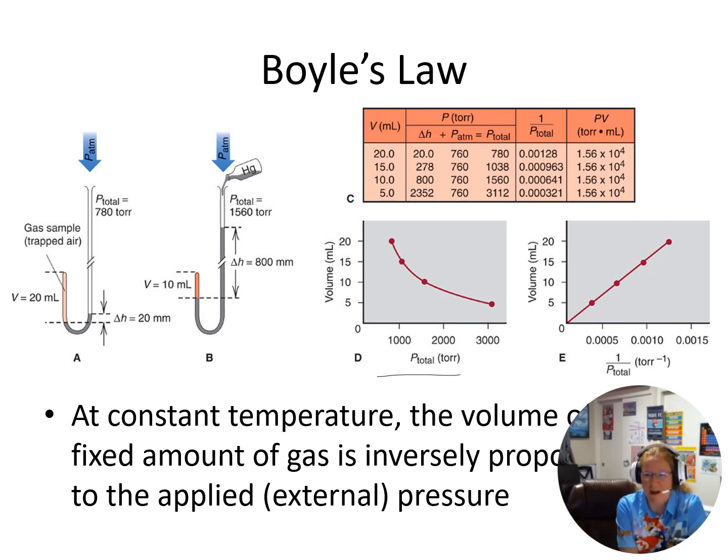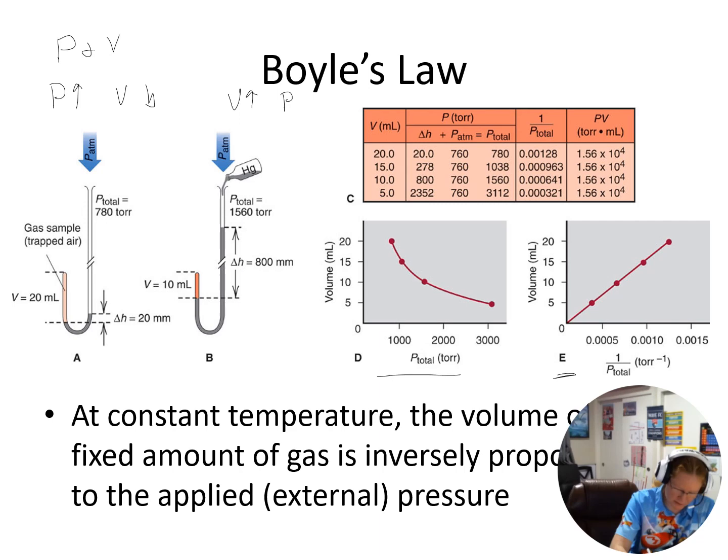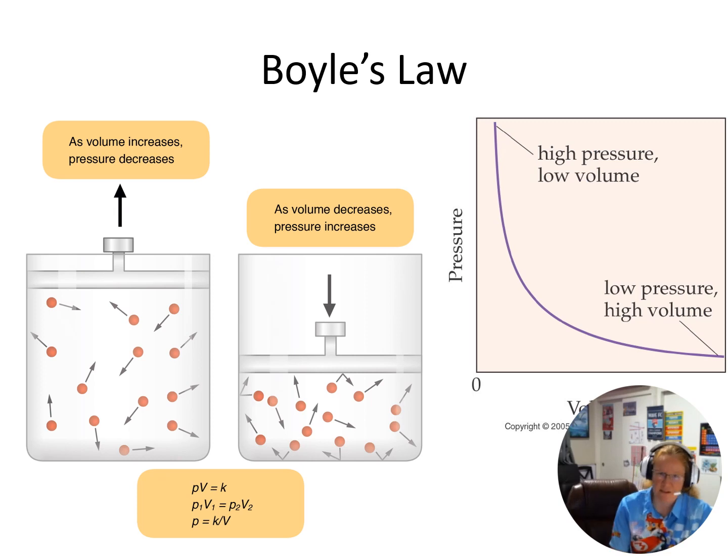And so we have to graph volume versus 1 over pressure in order to get a nice linear relationship as shown over here. Because if we have a linear relationship, we can get the equation of a line and we can extrapolate things, okay? So Boyle's law, again, pressure and volume. Okay, and so if pressure goes up, volume goes down. If volume goes up, pressure goes down. Inversely proportional relationship. Okay, and so as volume increases, pressure decreases. As volume decreases, pressure increases.